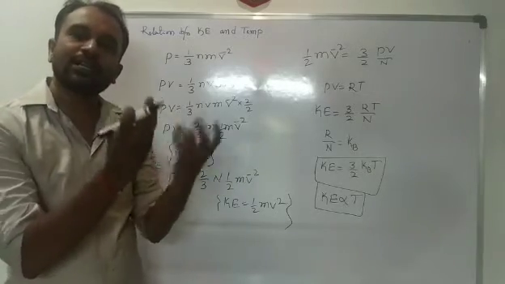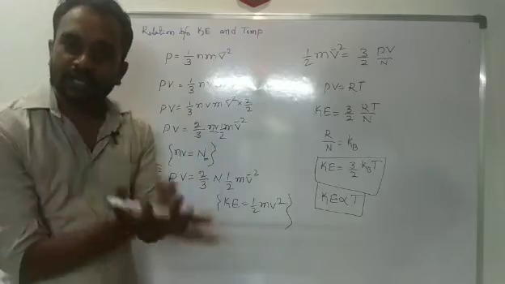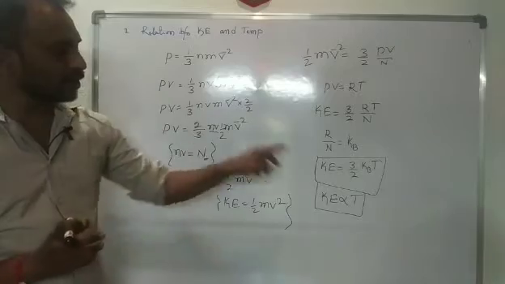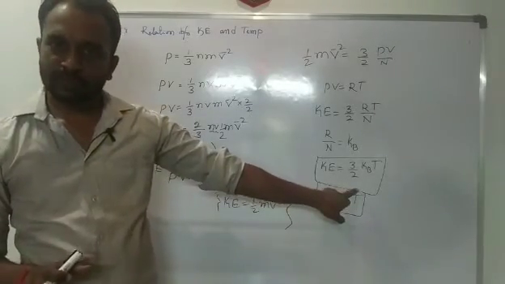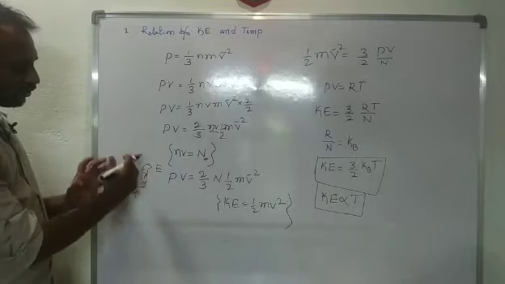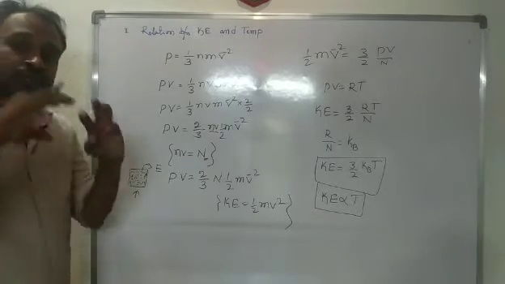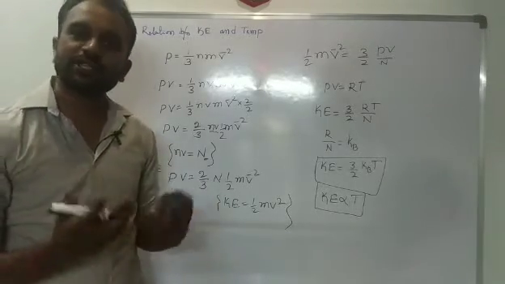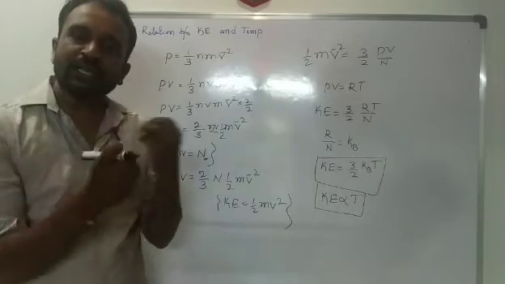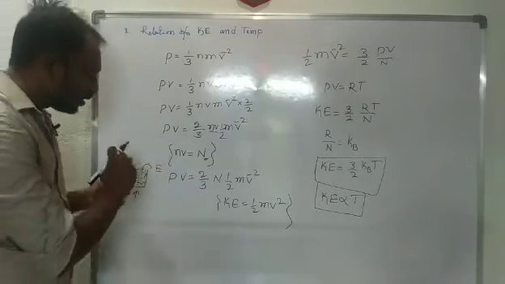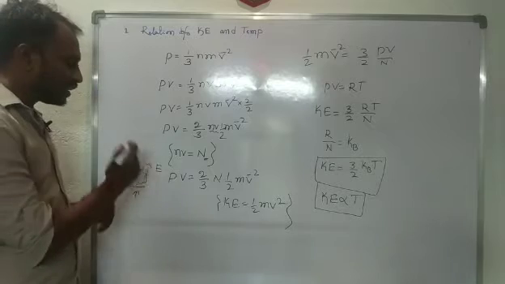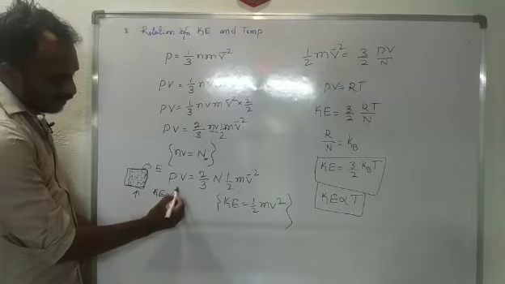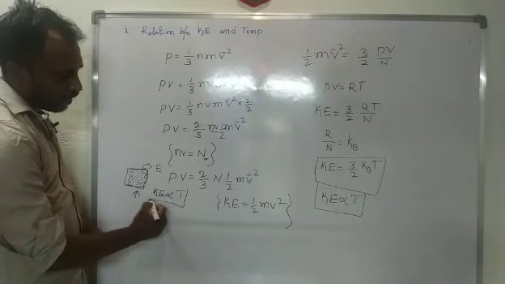Then what happens? The kinetic energy goes on increasing. When kinetic energy increases, the total energy of the system also increases. So kinetic energy is directly proportional to temperature. For example, if the temperature of this system increases, the motion of the particles increases. When motion of particles increases, automatically kinetic energy also increases. The total kinetic energy of the molecules is nothing but the energy of this system. So kinetic energy is directly proportional to the absolute temperature.